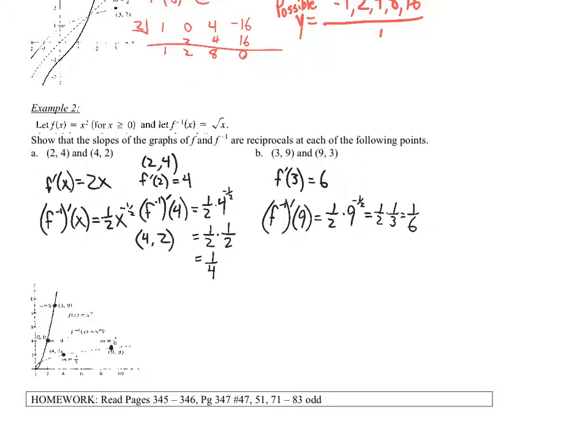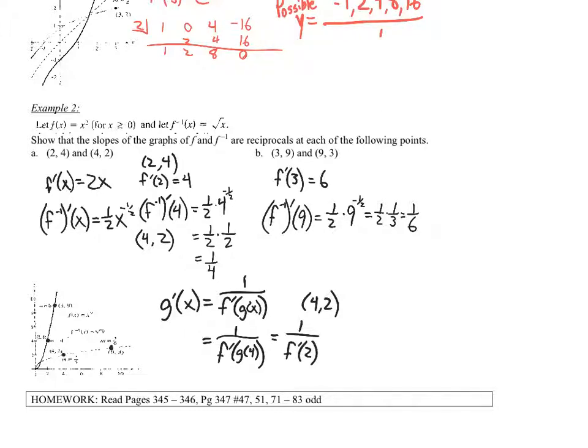So there you can see the relationship that we have, and that does back up the relationship that we saw earlier, that g prime of x, remember g is the inverse, is 1 over f prime of g of x. So if we took that point 4, 2, the inverse evaluated at 4 is 2, so that's 1 over f prime of g of 4, which is 1 over f prime of 2. f prime of 2, we already saw, was 4, so this is 1 over 4, and that is what we got when we did f inverse prime of 4.